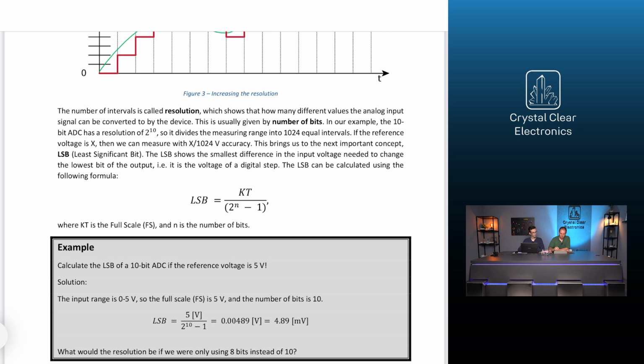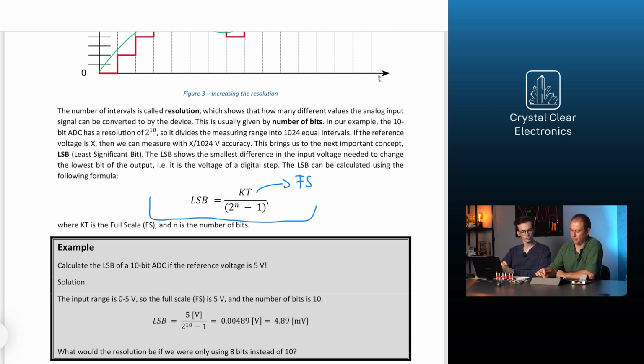The LSB can be calculated using the following formula. LSB equals kT divided by 2 to the power of n minus 1, where kT is the full scale and n is the number of bits of the AD converter. Let's see an example. Calculate the LSB, or least significant bit, of a 10-bit ADC if the reference voltage is 5 volts.